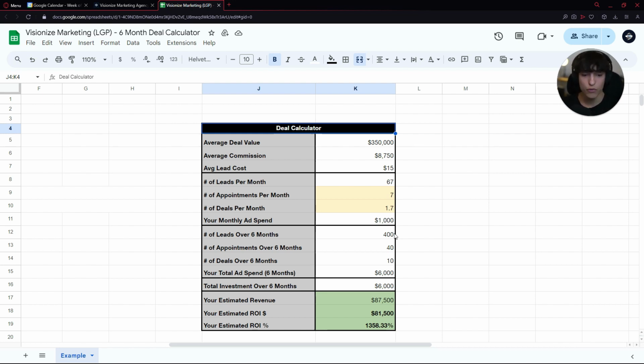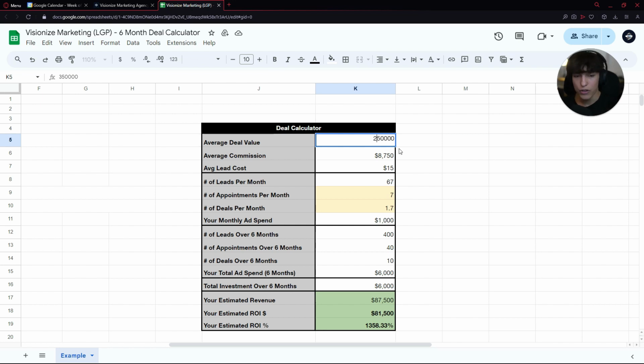And in this case, where the average deal size is almost $9,000, your estimated GCI would be $87,000. And your estimated monetary ROI would be $81,000, which is a 1,300% return on investment, which, if you ask me, that is absolutely phenomenal. That is turning $1 into $13.50, which personally I would do all day, every day. Now, let's say the numbers are a bit different.